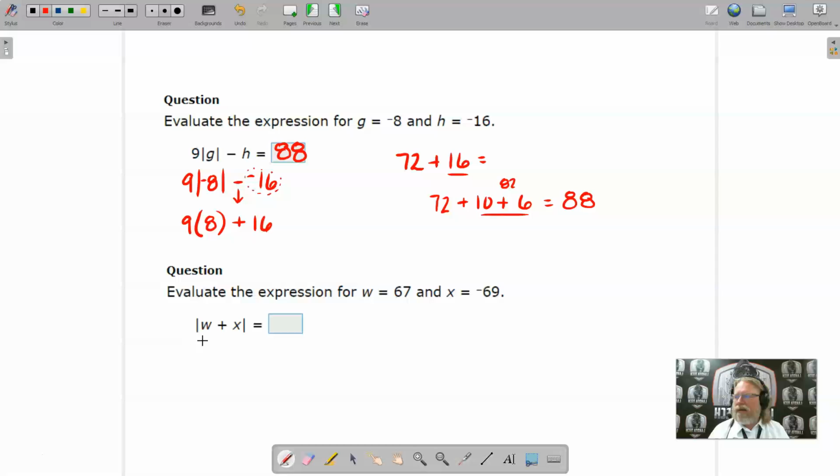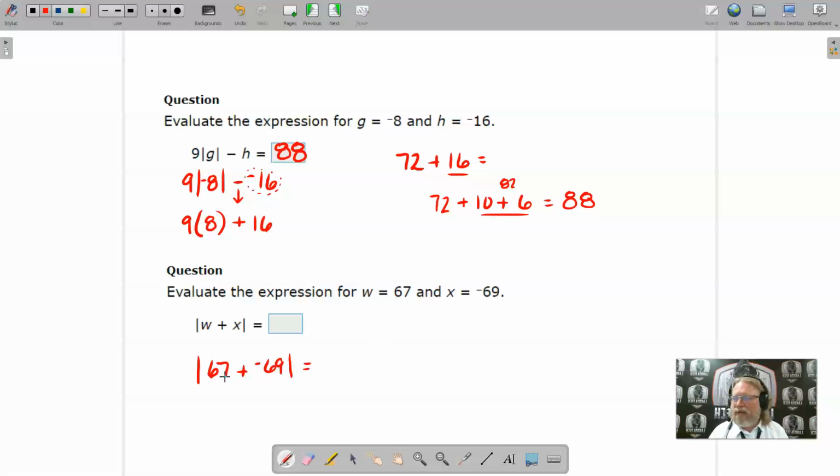And then finally, I have one here. Here's an interesting one. Both of the variables are inside of the absolute value symbols. So let's just rewrite it, bring our absolute values. I'm going to open them up a little bit to have room to put everything in. Whatever W is, 67. And then I'm going to add to that negative 69. All right. And then I need to take the absolute value of that.